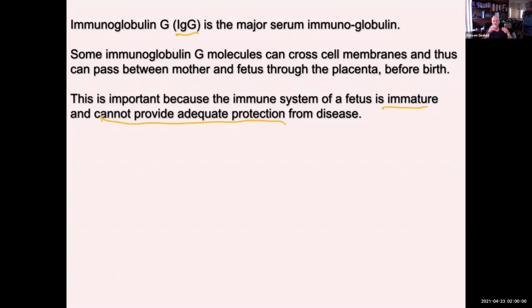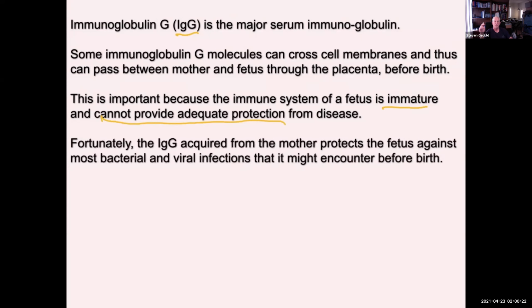That's what happens. If you're sick, do you go see your friend who has a new baby? You should say no, because the baby has an immature immune system. It cannot make its own antibodies. It's relying on the antibodies of the mother to protect it while its immune system develops and starts to become functional. Fortunately, IgG acquired from the mother protects a fetus against most bacterial and virus infections that it might encounter before birth, because it gets into the bloodstream.